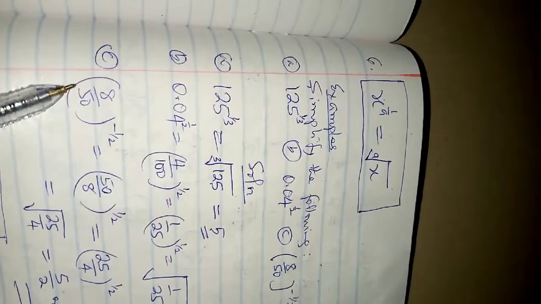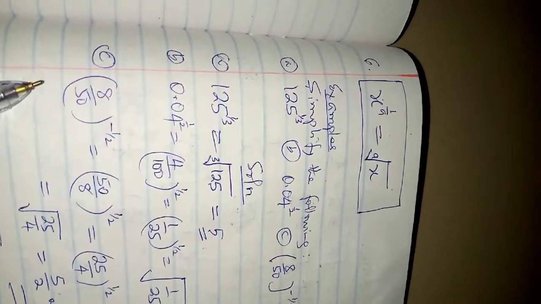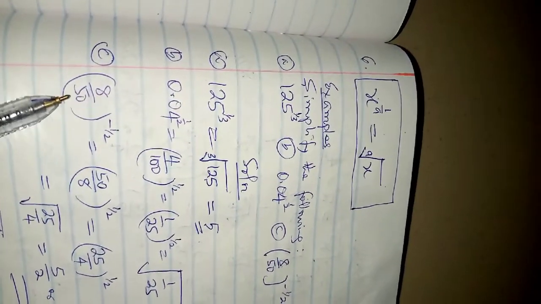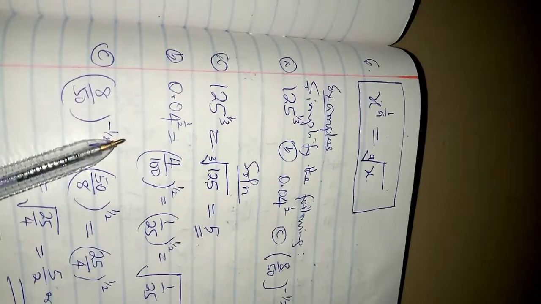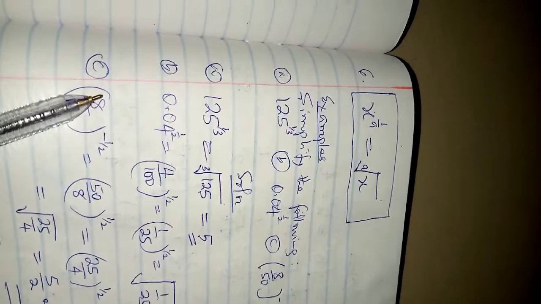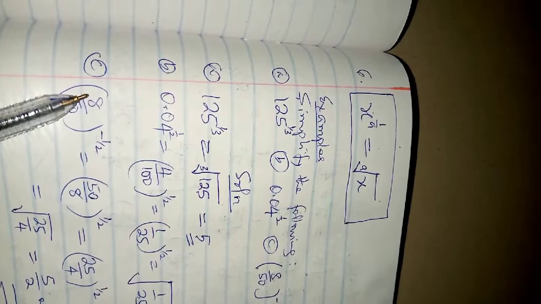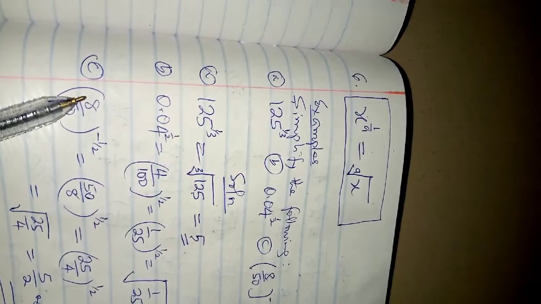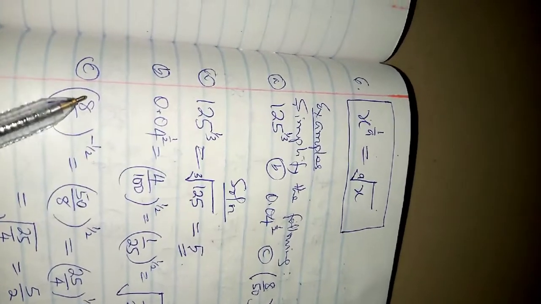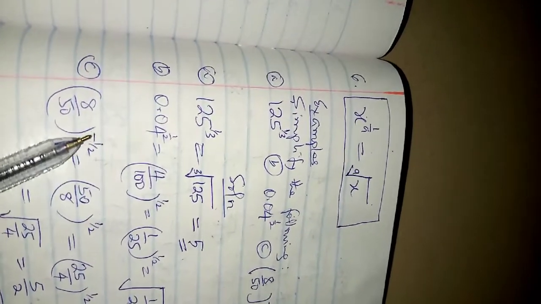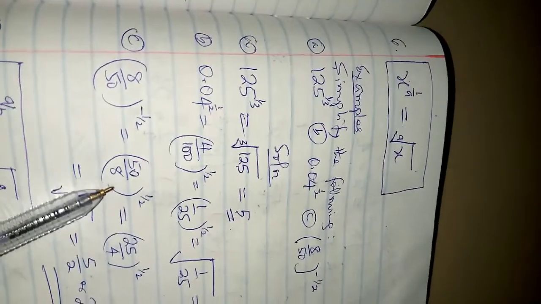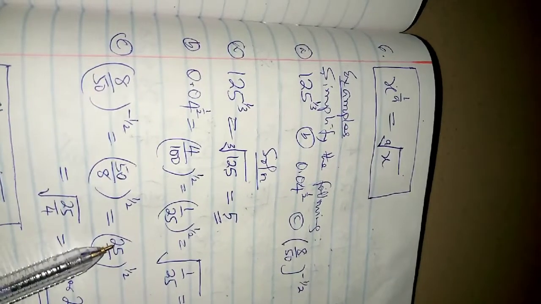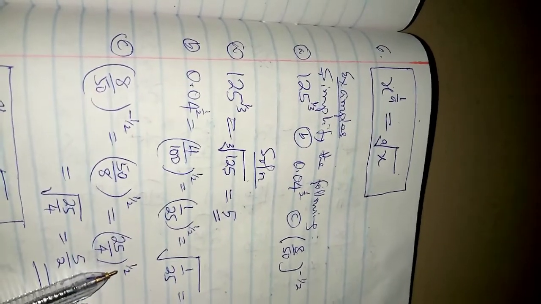Here, you apply your negative index law, so that you reciprocate this to have 50 over 8 raised to power 1 over 2. The minus sign disappears. That is, from the law, x over y all raised to power minus a becomes y over x all raised to power a. So you reciprocate this, and the minus sign disappears. Reduce to lowest terms. 2 in 50 is 25, 2 in 8 is 4. It becomes 25 over 4 raised to power 1 over 2.